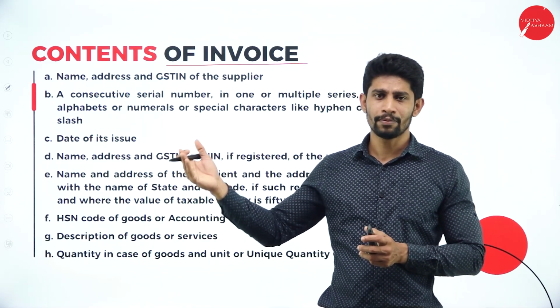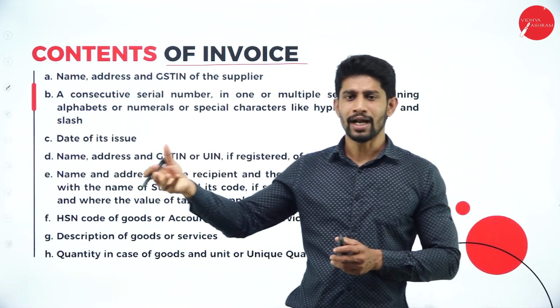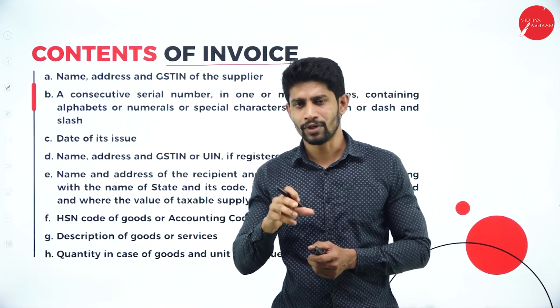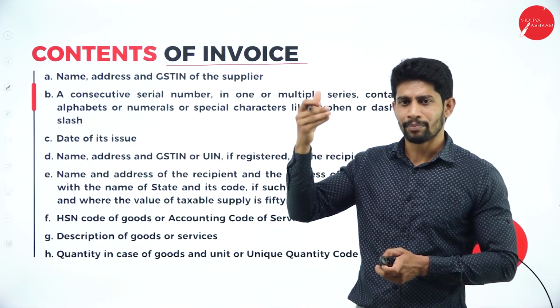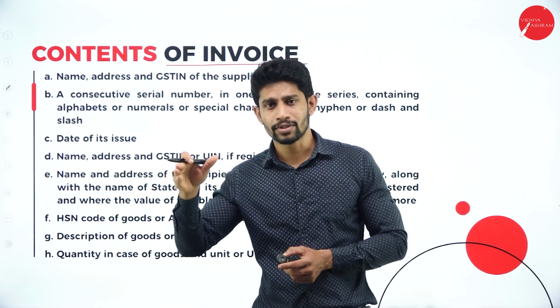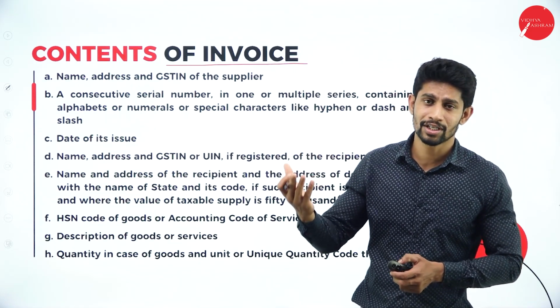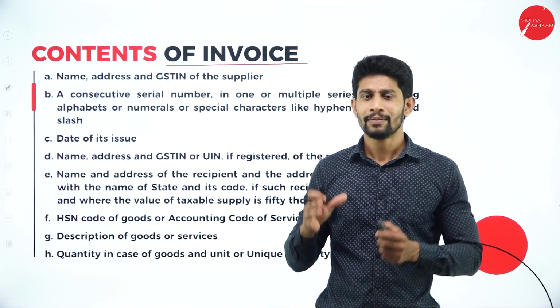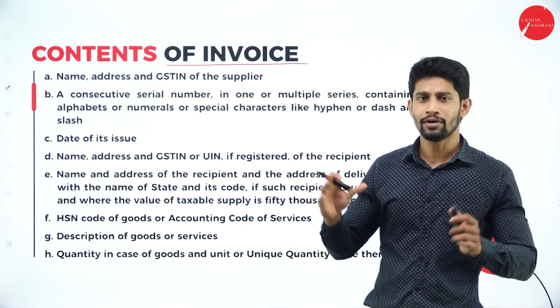You go to a shop, you purchase things and he will give you the bill. What all contents will be there in that bill? For example, the name of the company, the price of the product, what product you are purchasing, the actual price, what discount is given, and the price after discount. Every piece of information will be there. That is called the content of an invoice.